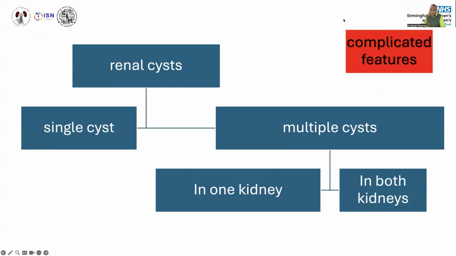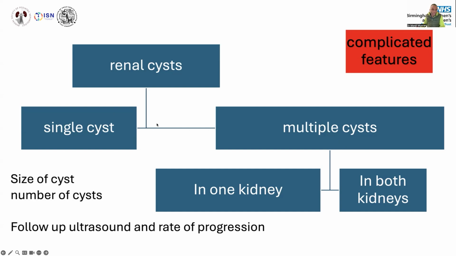And so if I have a renal cyst, I'm thinking, is this a single cyst or multiple cysts? Are there any complicated features? The Bosniak classification. And if there are multiple cysts, are they in one kidney or in both kidneys, which might play some important role? And I would be interested to know the size of the cysts and the number of the cysts. And if the cyst is being followed up on ultrasound scan, say every 6 months or a year, what is happening to those cysts? Are they rapidly increasing in size or in number?